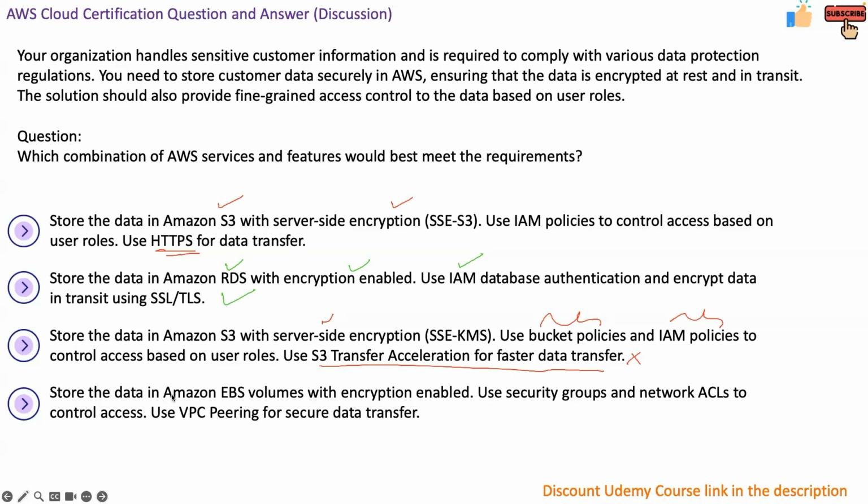Then store the data in Amazon EBS volume with encryption enabled. Use security groups and network ACLs to control access. Use VPC peering for secure data transfer. Now, this is completely wrong, because even if you store the data in EBS volume, you need an EC2 or some kind of compute to get this data, right? This is a lot of manual work and not required when we can actually get this done using RDS very easily, and hence this is also the wrong answer.